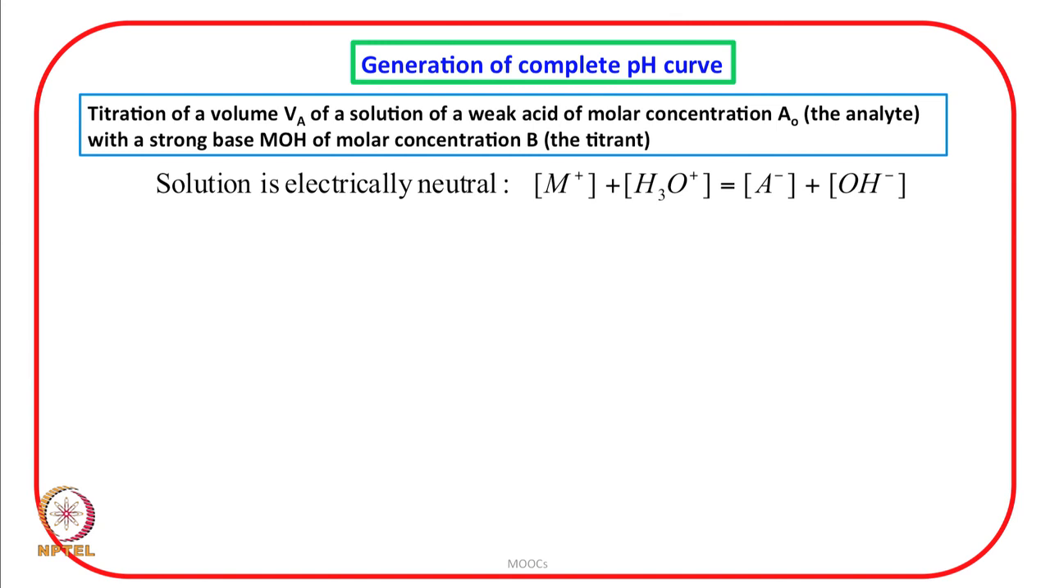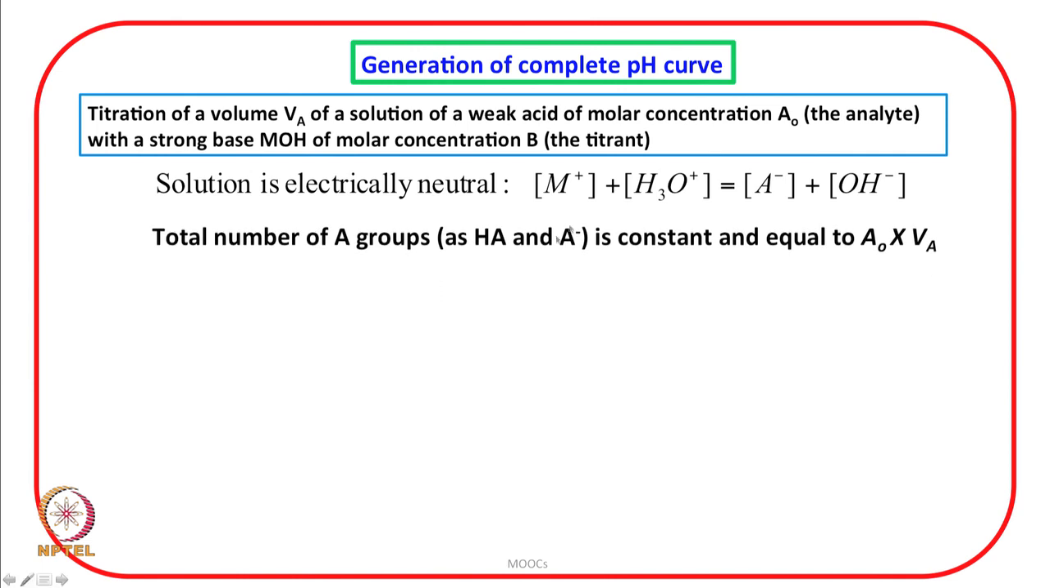The next step is to calculate or to find out the total number of A groups, or you can express in terms of amount also. A groups will come from HA and A minus. Obviously, A is present in HA, and whatever is its extent of ionization, since it is a weak acid, its extent of ionization is going to be small. So, A minus is also going to be there. This is equal to A naught into Va. How it comes? I will explain that.